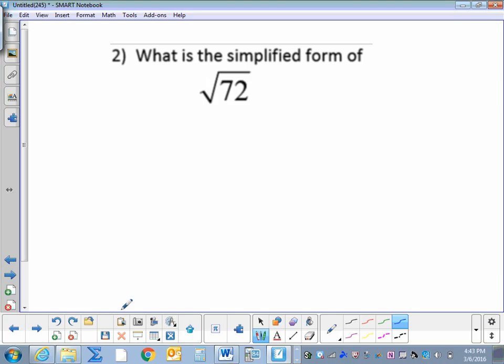What is the simplified form of square root of 72? Square root of 72 can be factored into the square root of 36 times the square root of 2. The square root of 36 is 6, and then square root of 2. So 6 square roots of 2.